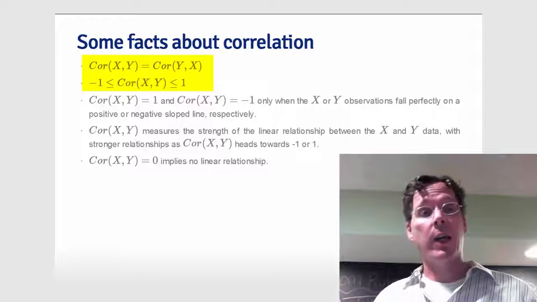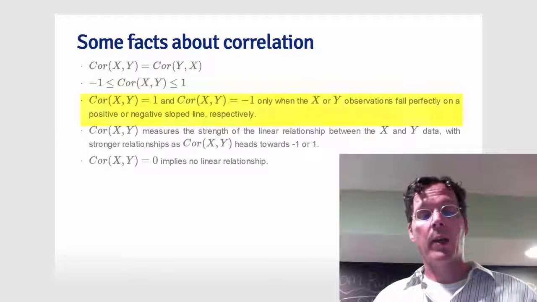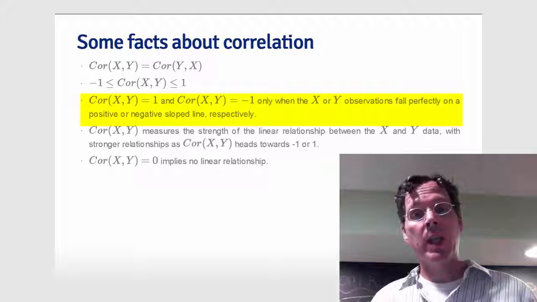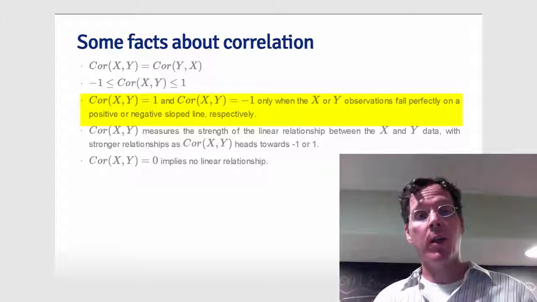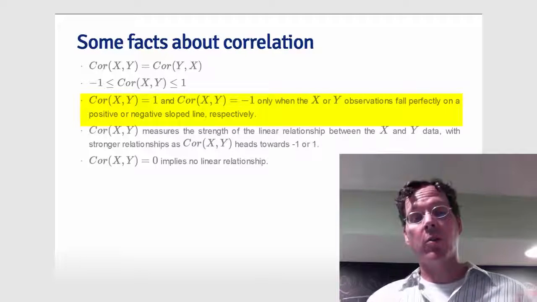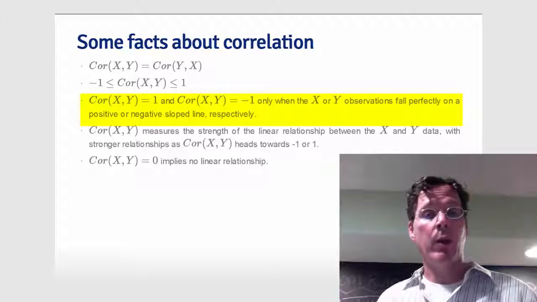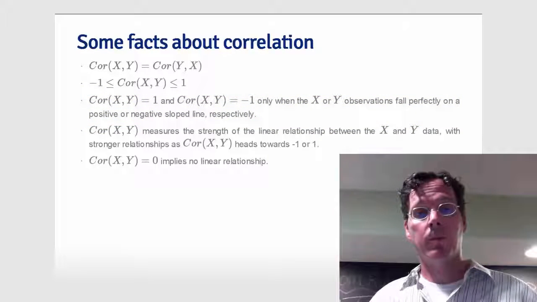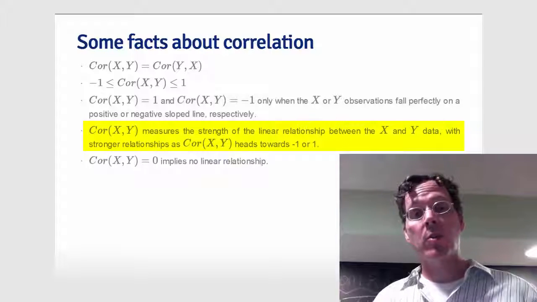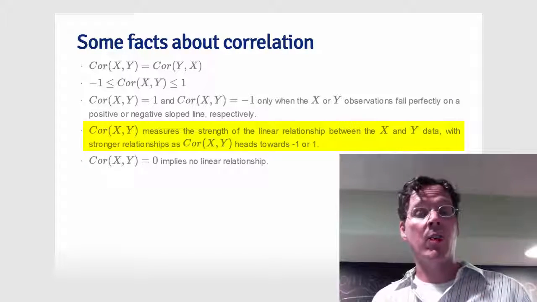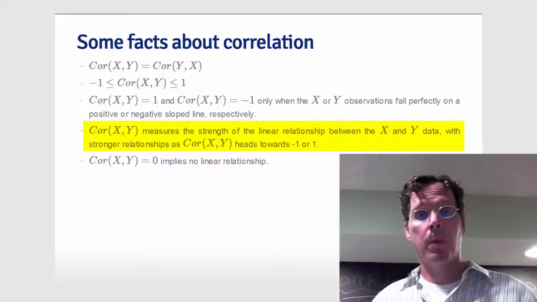So the correlation has to be between minus 1 and plus 1. And it's only going to achieve these bounds, minus 1 or plus 1, when the x and y observations fall perfectly on a positively or negatively sloped line, respectively. In other words, a positive line for a correlation of 1 and a negative line for a correlation of minus 1. The correlation measures the strength of the linear relationship between x and y, and so we'll see it's central in linear regression.